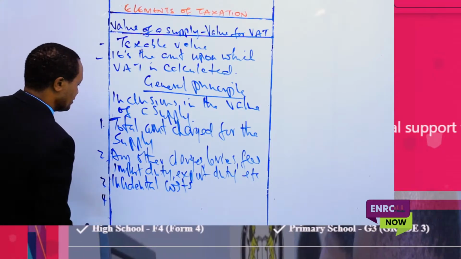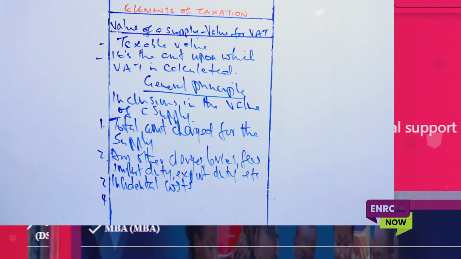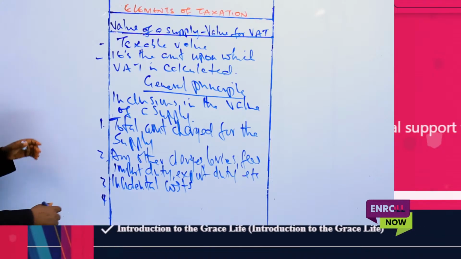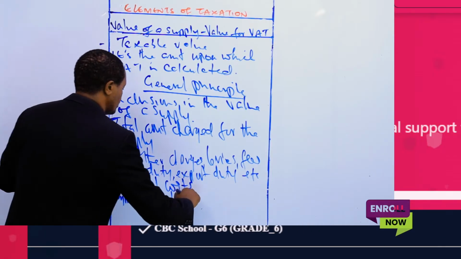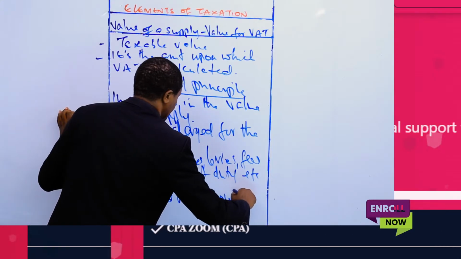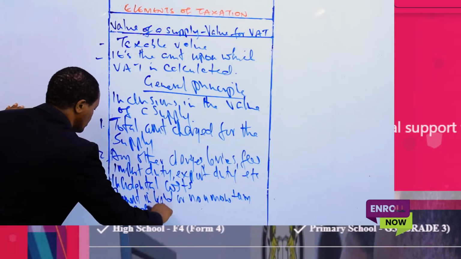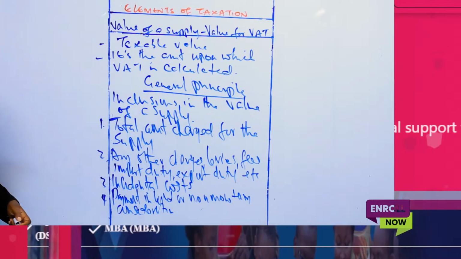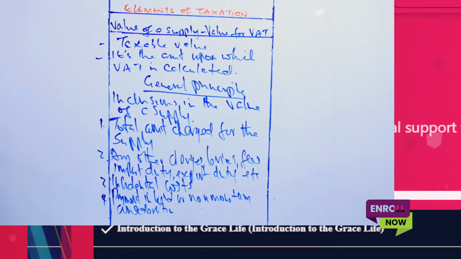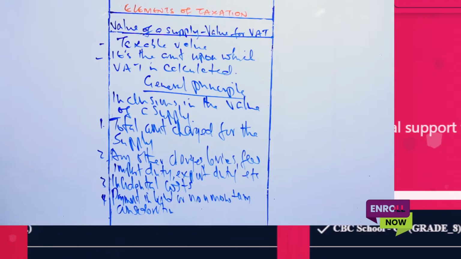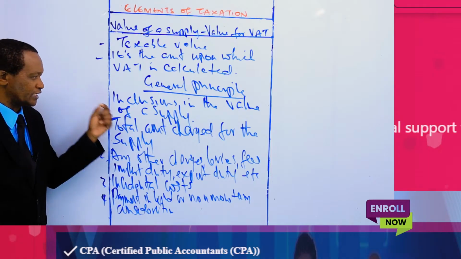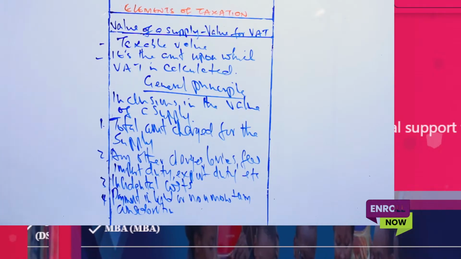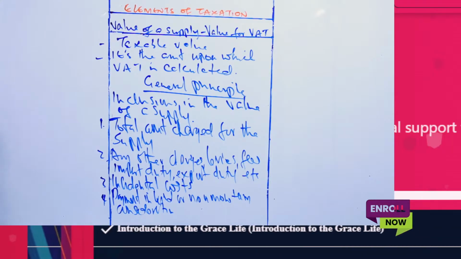Four, we have payments in kind. Payments in kind or non-monetary consideration. This may also be included in the value of a supply for VAT. If the consideration is not purely monetary, the open market value of the non-monetary consideration is also included in the taxable amount. You understand?